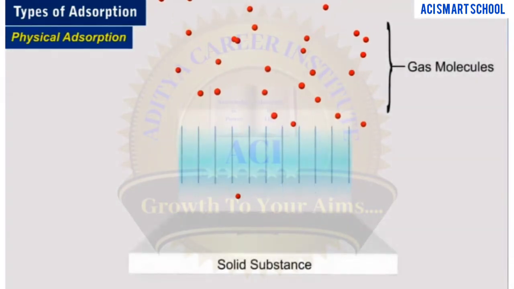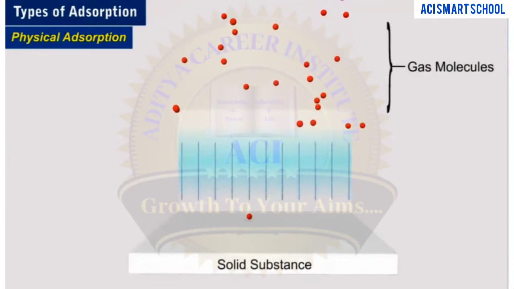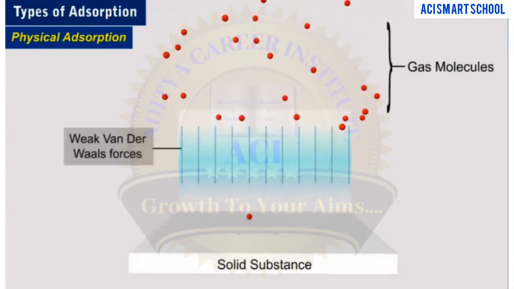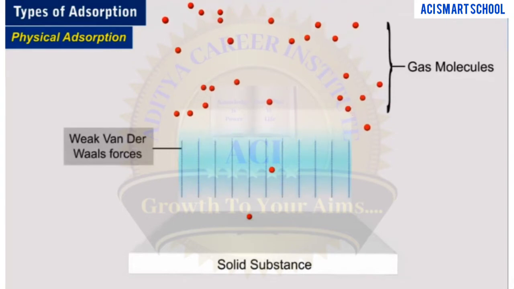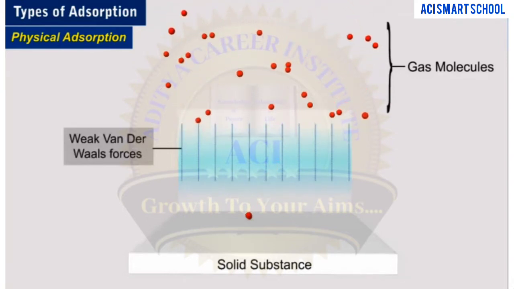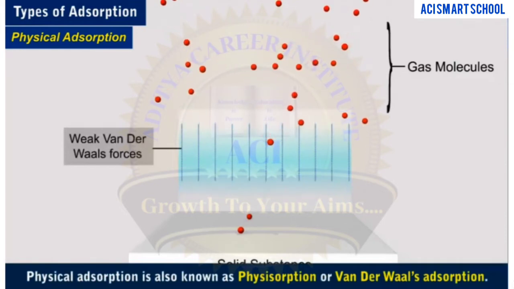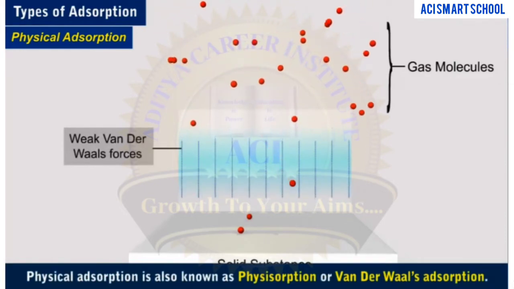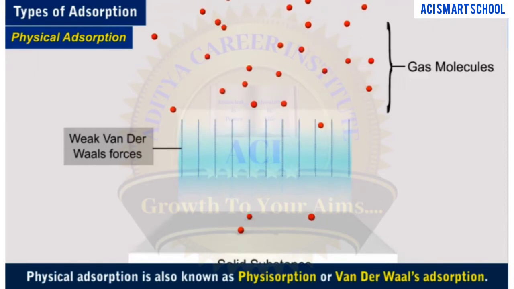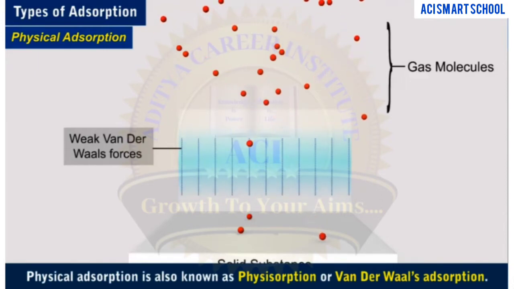When gas molecules or atoms are held to the surface of the solid by weak van der Waals forces, then it is called physical adsorption. Physical adsorption is also known as physiosorption or van der Waals adsorption. Let us look at an example.